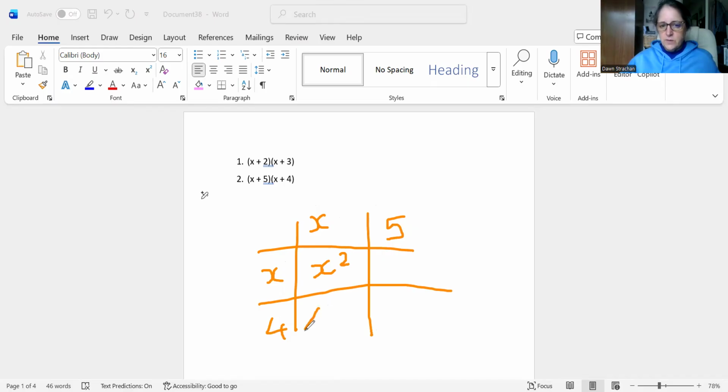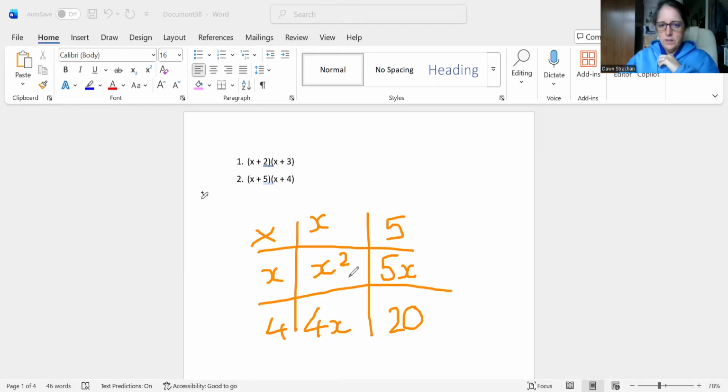X times 4 gives us 4x. X times 5 gives us 5x. And 5 times 4 gives us 20. Okay, so we just fill in the boxes, multiplying them across. What you can do is put a times there to remind yourself that you're multiplying. Okay, and then simplifying it out.